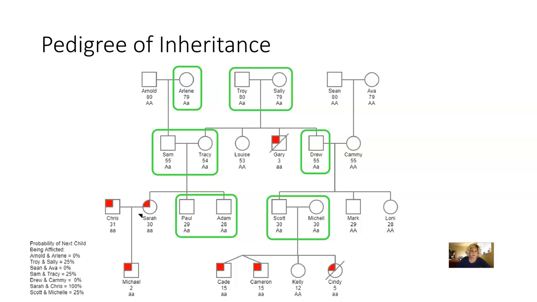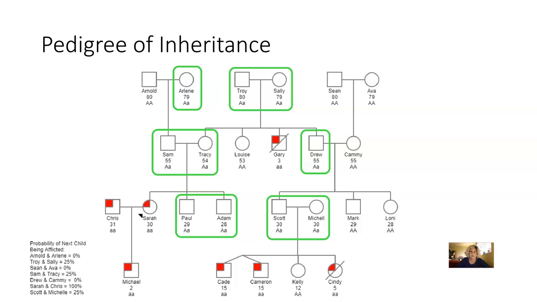They ended up having Sam. Sam is also a carrier, but because Arlene doesn't know she's a carrier and is asymptomatic, Sam doesn't know either. Sam marries Tracy, who is also a carrier. They had 3 children. Because both of them are carriers, they now have those statistics that 25% of their children could have cystic fibrosis, and in their case, Sarah did contract it.